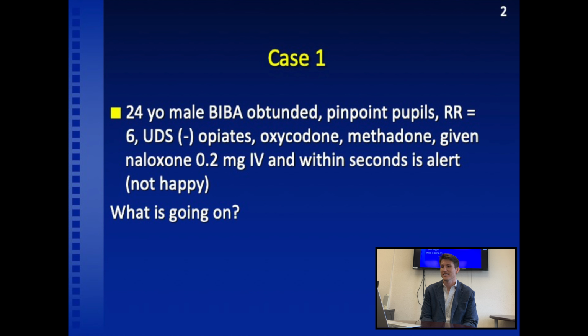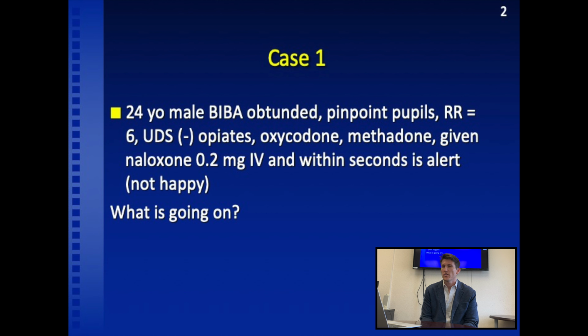Fentanyl. Okay, excellent. And why fentanyl? Because it doesn't show up on urine drug screens usually. Gotcha, yeah. So fentanyl is a fully synthetic opioid and doesn't show up on normal urine drug screens, so you have to test for it specifically.